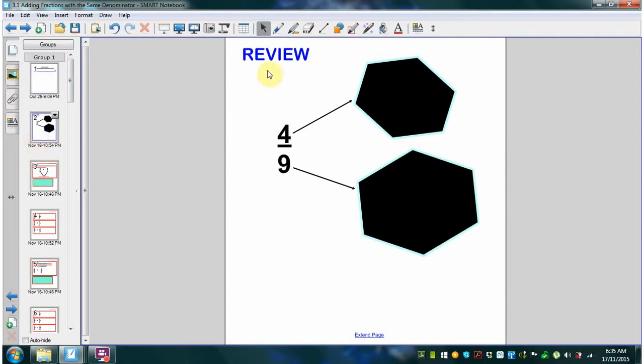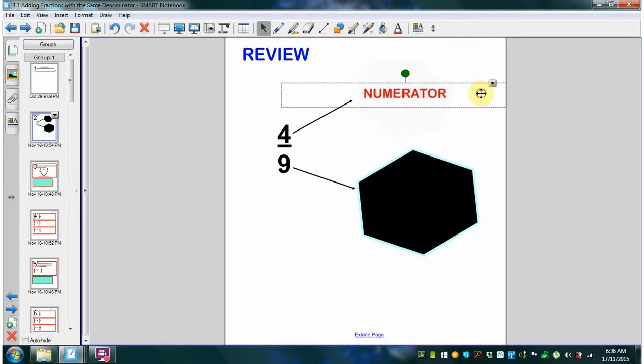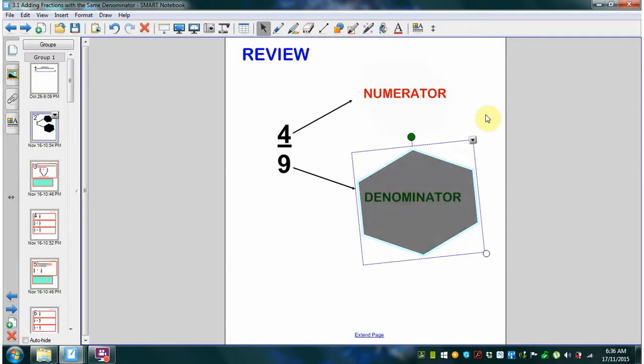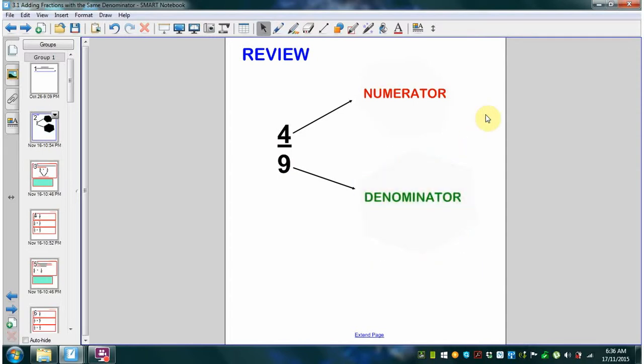Okay, quick little review, just to talk about some math terms. First of all, this of course is a fraction, but does anybody remember what the top number is called? Take a second. The top number is called the numerator. Okay, and the bottom number is called the denominator. So make sure you just note that in your mind. No need to write it down, but just remember, top is numerator, bottom is denominator.